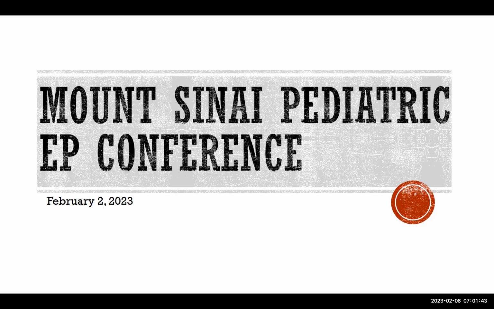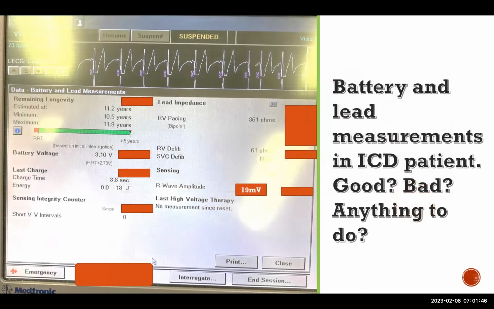So first, this is a screenshot taken during battery and lead measurements in an ICD patient. This is a patient who had an implantable defibrillator, and we are looking at the battery and lead measurement data. Is everything looking okay? Anything to do? We can go through the various lists there. Why don't we start with Tarek? What do you think, Tarek?